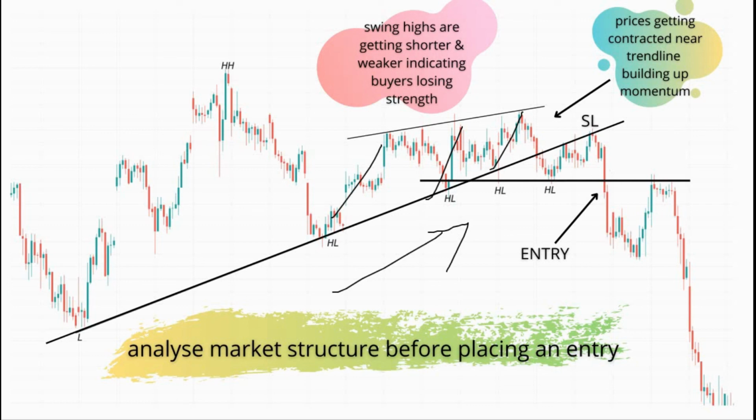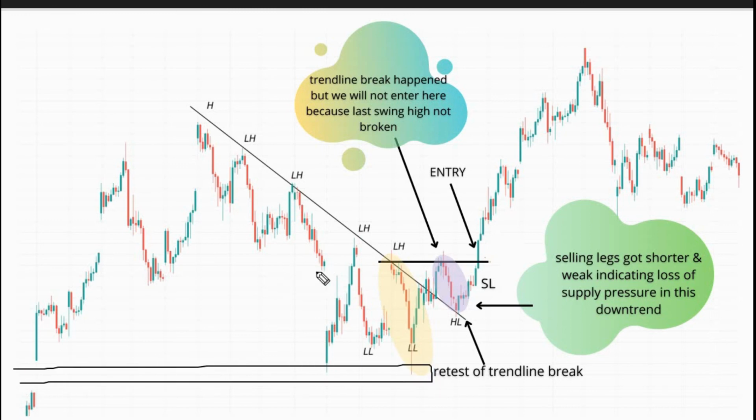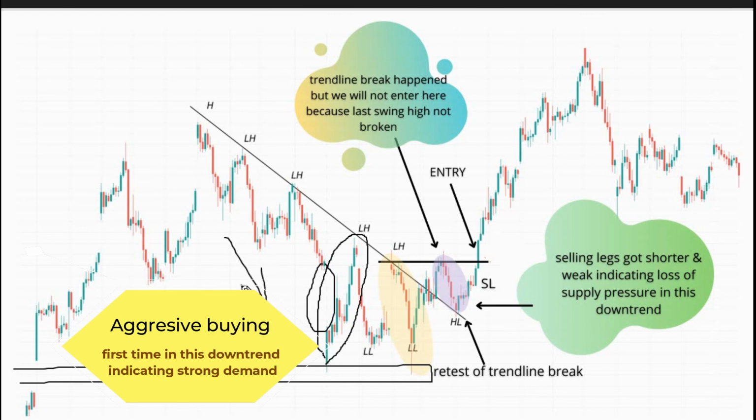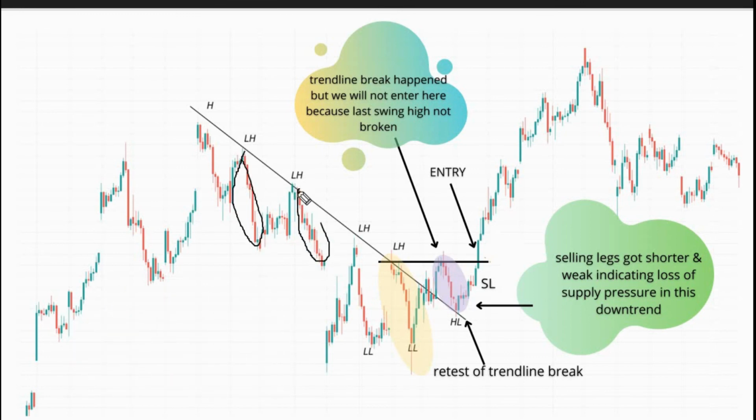Okay, see, again a very strong downtrend, but what happened? After this huge gap down, prices for the first time showed very aggressive buying in this downtrend. Earlier the selling momentum was very strong and the buying pressure was very weak.